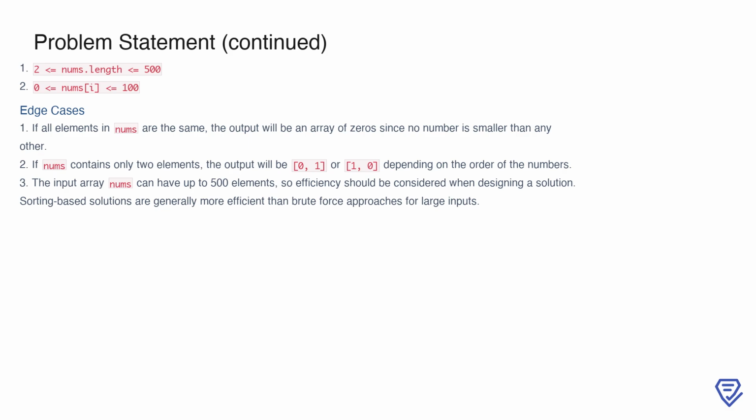If the array has only 2 elements, the output will either be 0, 1, or 1, 0, depending on the order of the numbers. Since the input size can be as large as 500, brute force solutions may not be optimal. Instead, approaches leveraging sorting techniques can provide better performance and are worth considering for this problem.